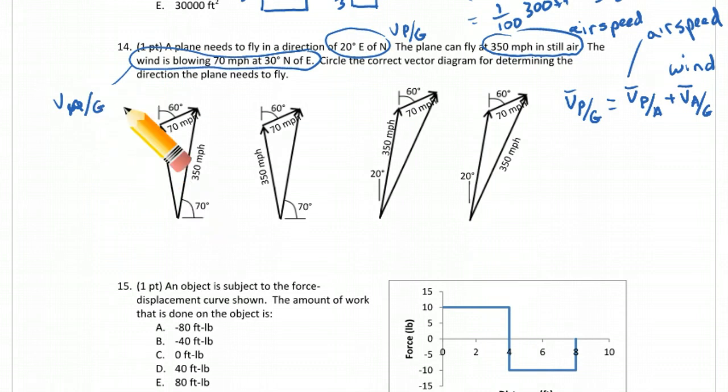Alright, so let's look at this vector first. The wind's blowing 70 miles an hour, 30 degrees east of north. Alright, so here I'll put it in red. It's obviously in all 4 diagrams, that's the wind vector. 30 degrees north of east would be this 60 degrees east of north, so that's the same in all of them. Okay, so that doesn't help us a whole lot.